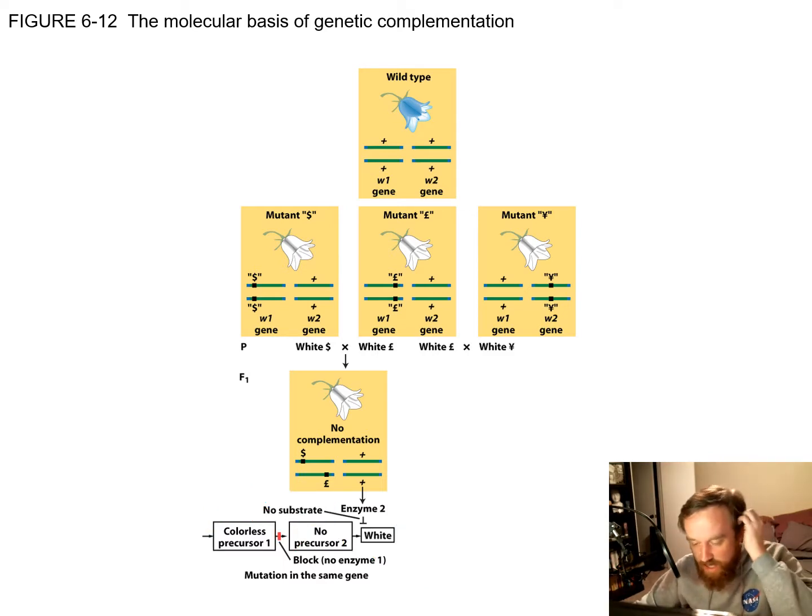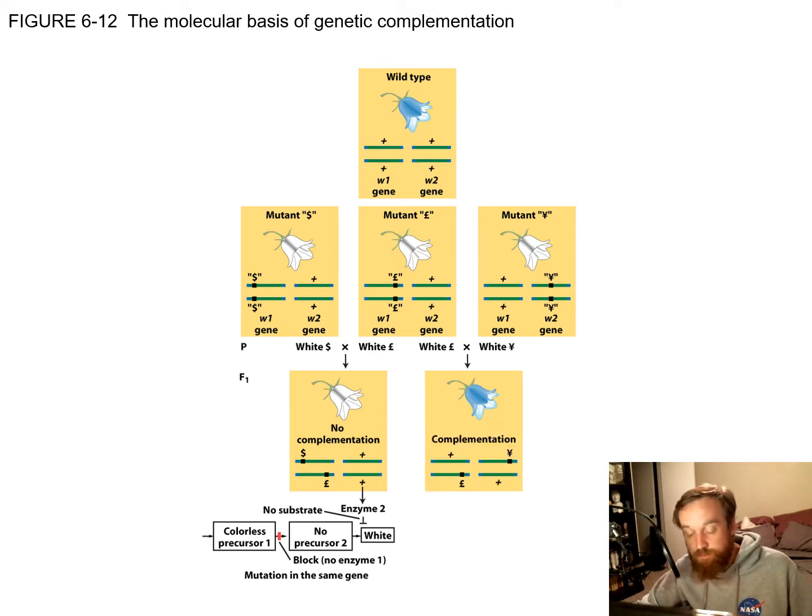So let's look at our second complementation test. Again, we're going to use two of these mutants. We're going to use mutant pound sign, and we're going to cross that with mutant yen sign. Because these two mutations are on two different genes, complementation shows us that the mutation causing pound sign and the mutation causing yen sign are different for those two individuals. One must be on gene W1, as in the case of pound sign, and one must be on gene W2, which is in the case of yen sign.